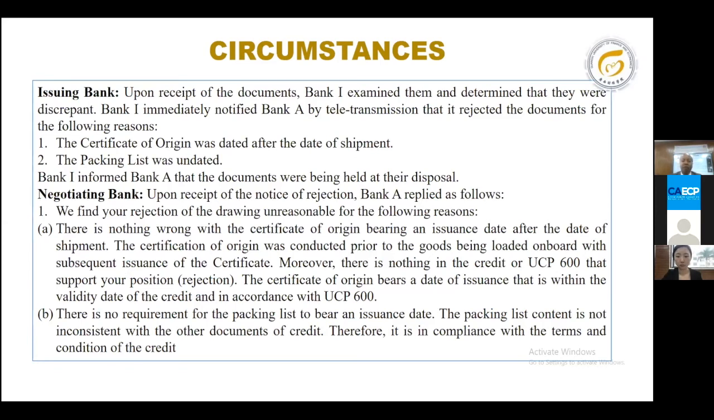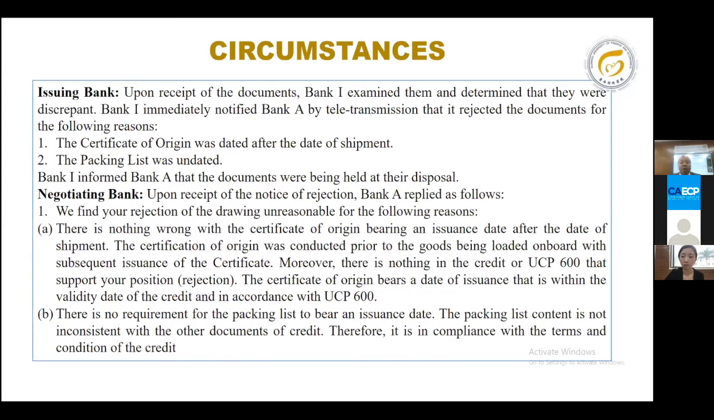The certificate of origin bears a date of issuance that is within the validity date of the credit and in accordance with UCP 600. So the certificate of origin was dated after the shipment, but it's still within the validity period that should be considered in the whole contract. So there is no requirement for the packing list. That's the last part of it.